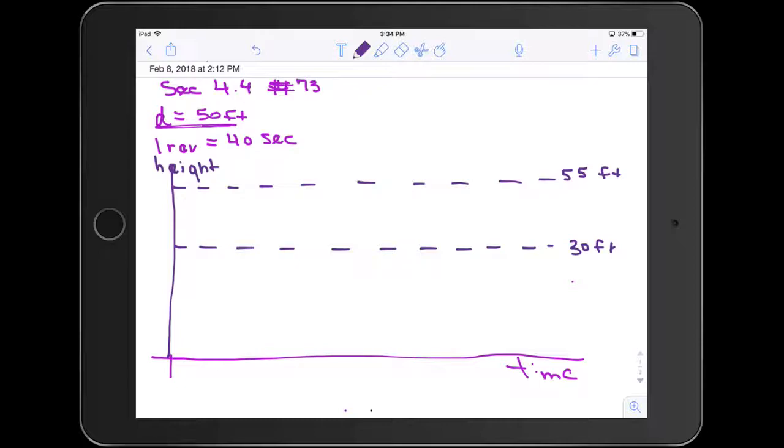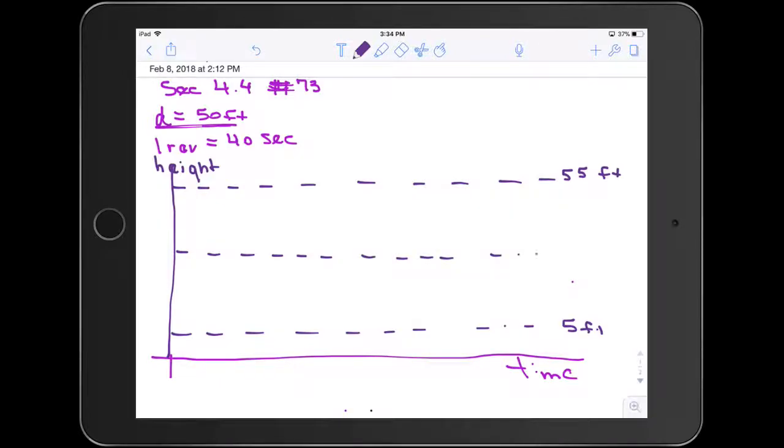Ooh, my picture's not very good. I can do a little bit better here because you'll see what I'm talking about in a minute. Because this is 5 feet. And this is that midline again at 30 feet. Okay, so the difference here is 25 feet, and the difference here is 25 feet, which accounts for the 50-foot diameter Ferris wheel.